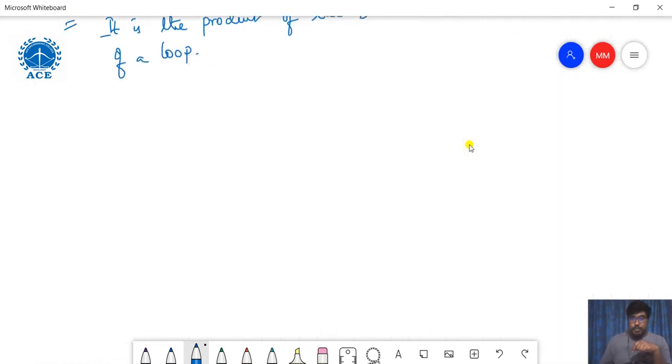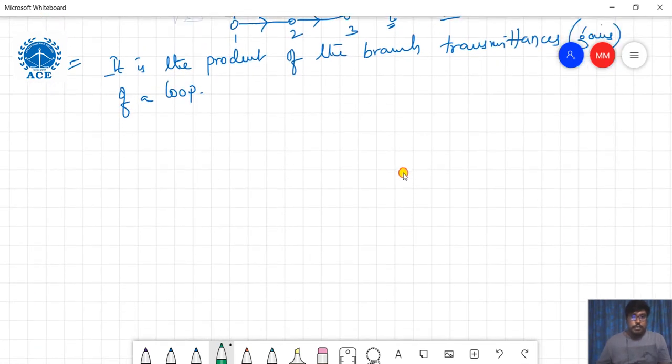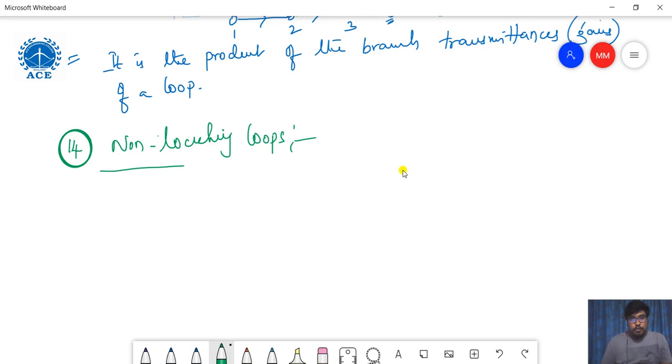These terms are very important to calculate the overall gain by using Mason's gain formula. All these terms we use in Mason's gain formula. Next is the 13th one done, so the next is the 14th. The next one is non-touching loops.